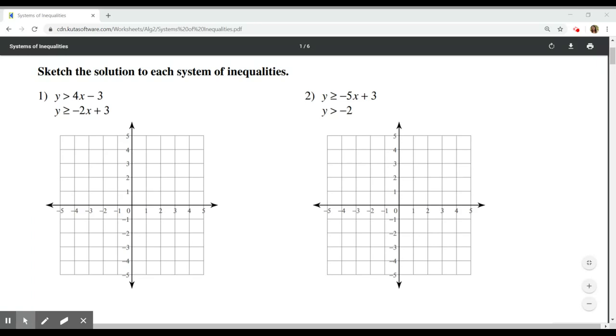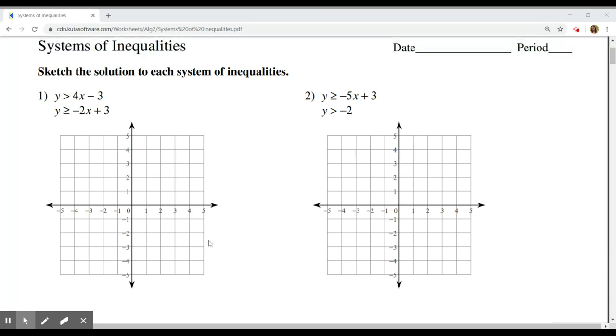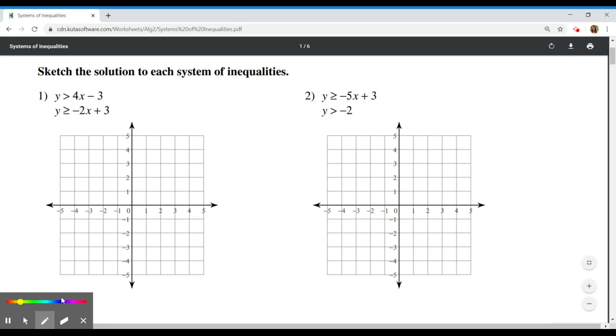Once we get to a system of inequalities, we have two inequalities. They'll be graphed on the same coordinate plane. We're going to create 4 sections. So I just want to go through a couple examples.